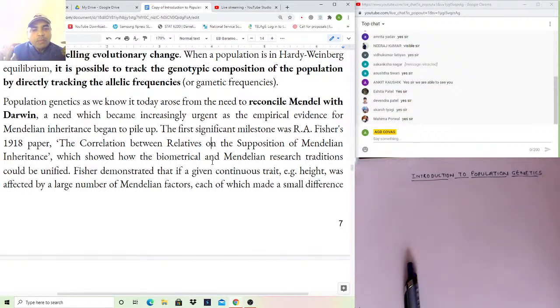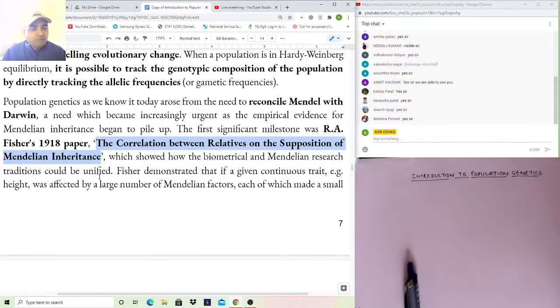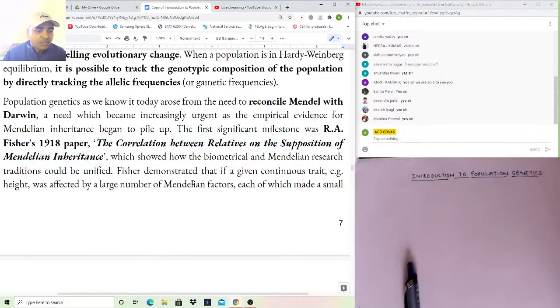Now, for the biometricians, the first significant milestone was R.A. Fisher's 1918 paper. That paper was "The Correlation Between Relatives on the Supposition of Mendelian Inheritance," which showed how the biometrical and Mendelian research traditions could be unified into one.